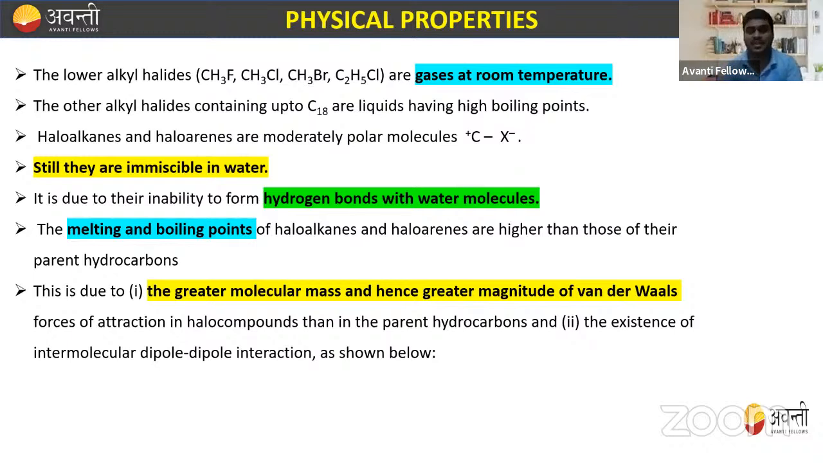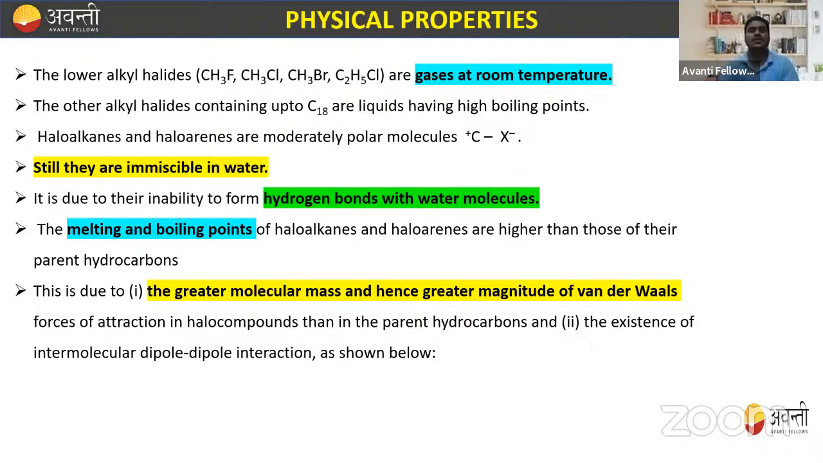So haloalkanes and haloarenes are moderately polar molecules, right? But still they are immiscible in water. This is a very important thing, as sometimes questions come from this. Why, alkyl halides being polar, are they still insoluble in water? Why are they immiscible with water? It is basically due to their inability to form hydrogen bonds with water molecules.